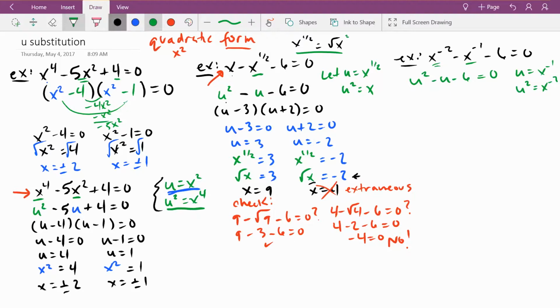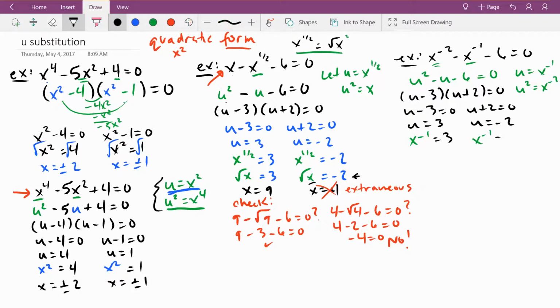And again, it factors the same as before. I purposely did that to keep things simple. Again, set each piece equal to 0. u equals 3, u equals -2. Put our value of u back in: x to the -1, that's what u represented. So you can see it's just a way of changing the variable really quick to make it easier on us, and then solving from there.